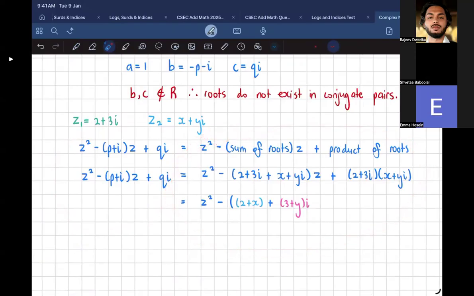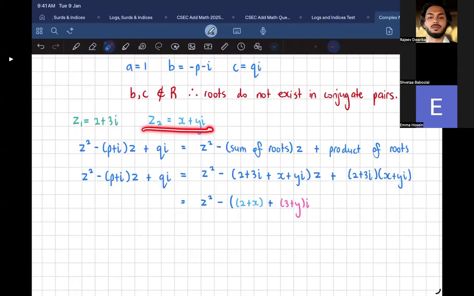Remember from last class, I showed you that for any quadratic equation, we could express the equation as z squared minus the sum of the roots times z, plus the product of the roots. So we knew what the first root was: 2 plus 3i. The second root, we did not know, but we know it will be in the form of a complex number, so x plus yi.